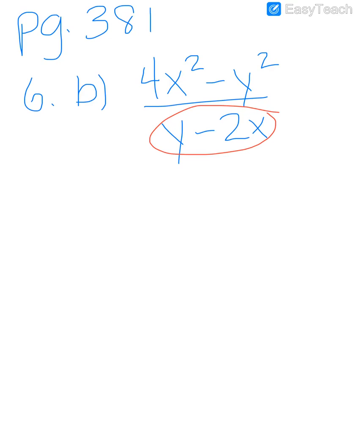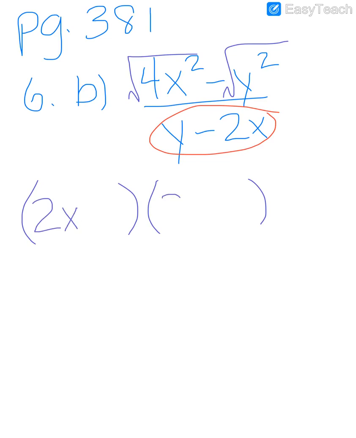So what you should see for the numerator is that this would be a difference of squares. And I'm going to factor that by applying the difference of squares. So the square root of 4x squared is 2x, and the square root of y squared is y. And then remember that with the difference of squares, one of your factors always gets a positive and one of your factors always gets a negative. And then this was divided by the denominator, which was y minus 2x.